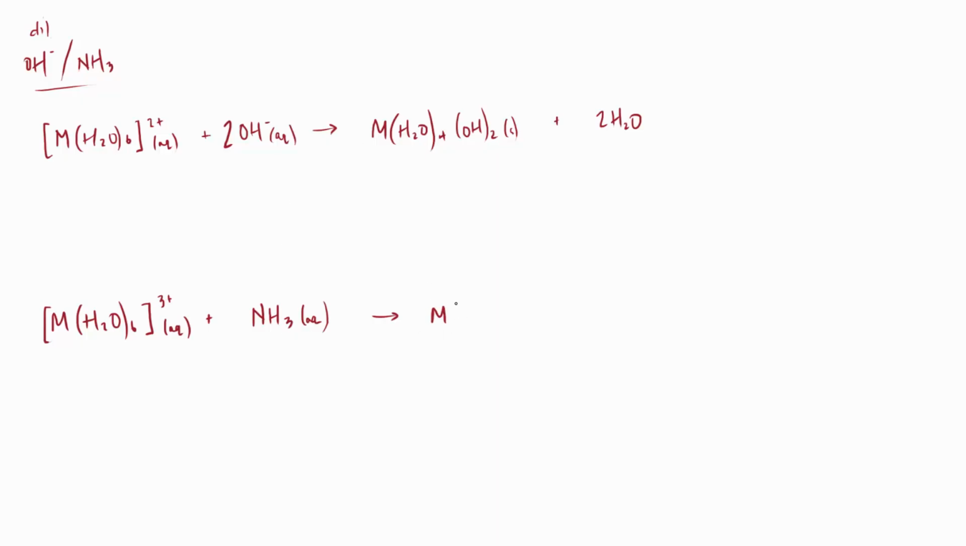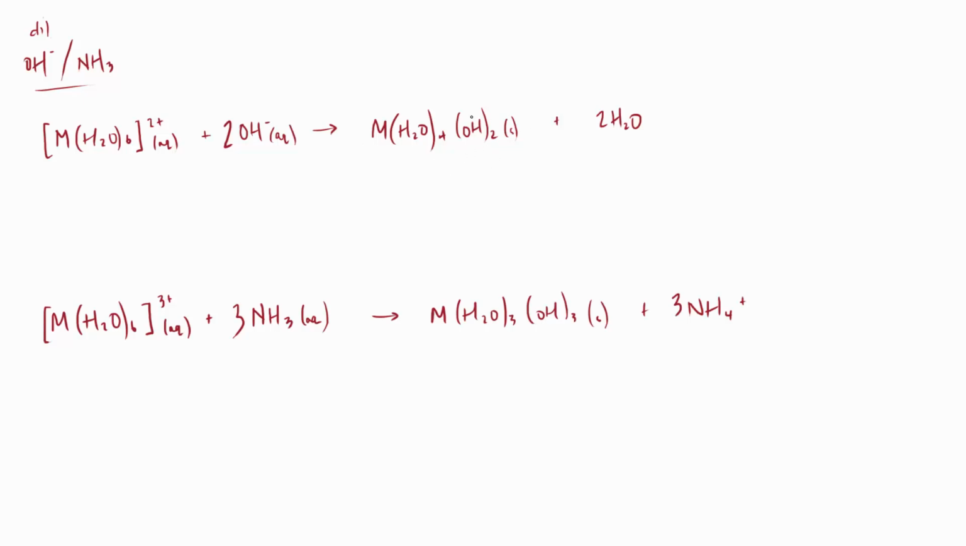So in this case we'd end up with M(H2O)3(OH)3, solid again. Just like the OH minus gained a hydrogen ion and became water, this one also gains a hydrogen ion but becomes a lovely ammonium ion.